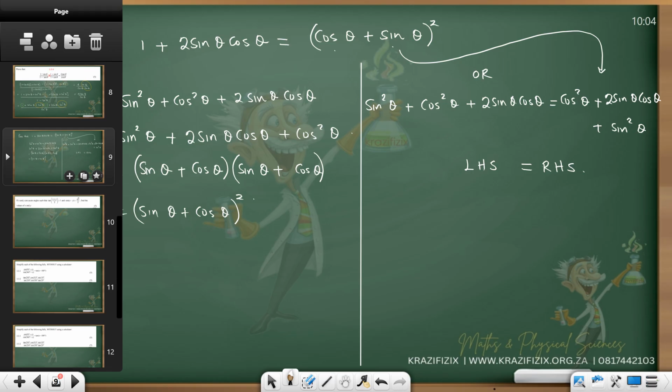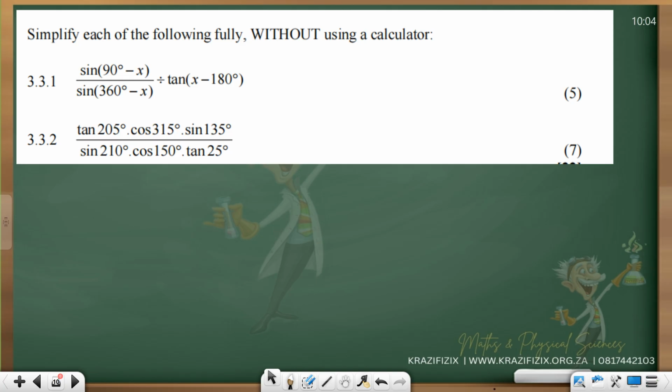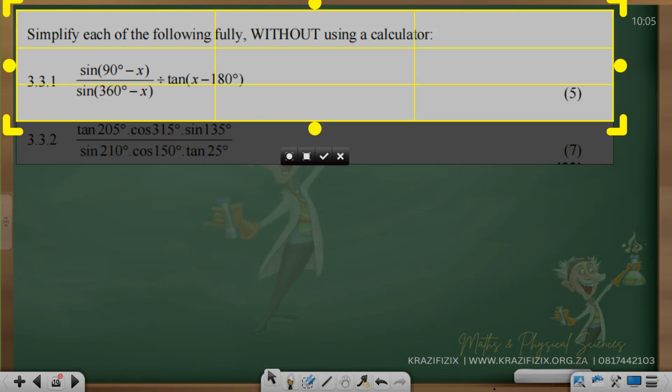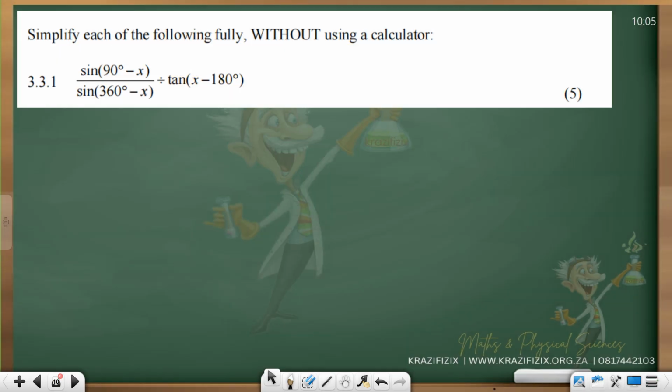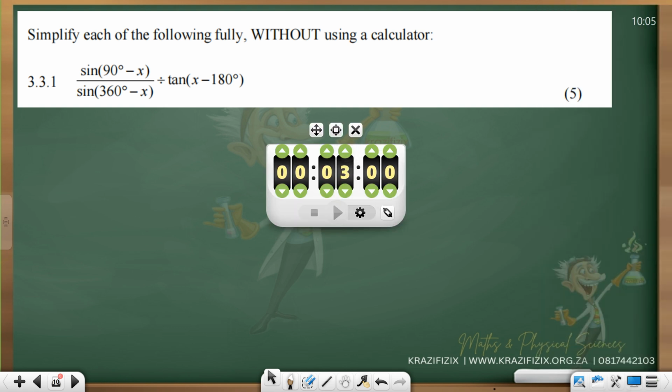Before we log off, I just want to do one of these questions. Many of us are still struggling, so just 2 questions quickly. These are the main things we've done. Many of us are still struggling with that. Can you please try 3.1.1 for me? Just to make sure we keep revising that, please, everybody. 3.1.1. I'm giving you just 3 minutes.